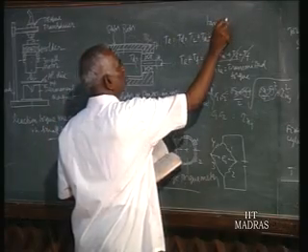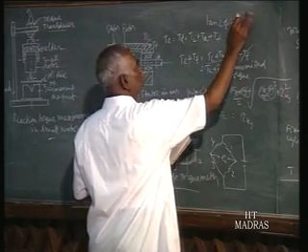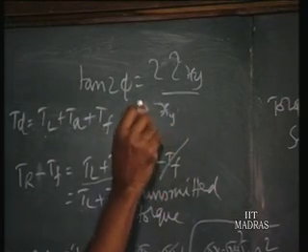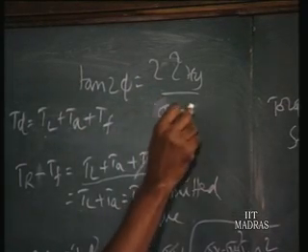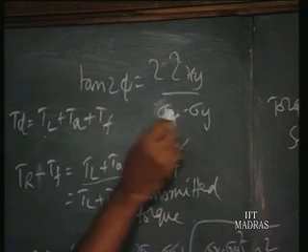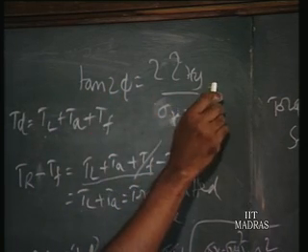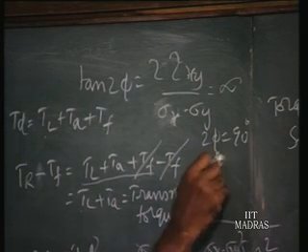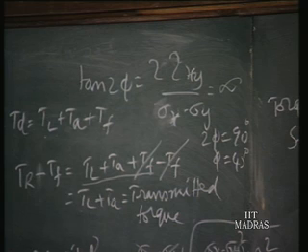Tan 2 phi is equal to 2 tau xy divided by (sigma x minus sigma y). When sigma x and sigma y are 0, you find tan 2 phi is equal to infinity. So, 2 phi is equal to 90 degrees and phi is equal to 45 degrees. So, at 45 degrees to the direction of the shear stress, the principal stresses sigma 1 and sigma 2, tensile and compressive stress, will be available.